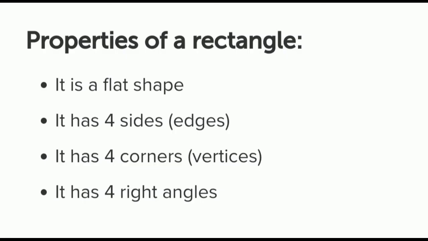Properties of a rectangle. It is a flat shape. It has four sides or edges. It has four corners and it has four right angles.